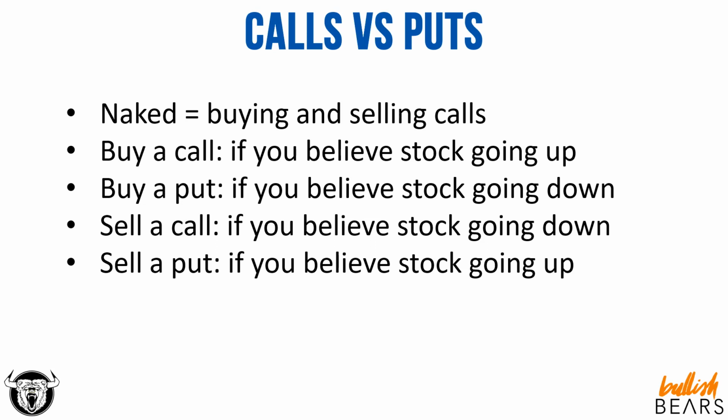So, when you're doing naked options, you need to be directionally biased. You need the market to go either up or down. So there's calls and puts. When you buy a call and you're an options buyer, that means you believe the price of the stock is going to go up. So you're directionally bullish. You have a bullish bias. When you buy a put, so you're an options buyer and you're buying a put, you believe the stock is going down. So you have a bearish bias on the stock.